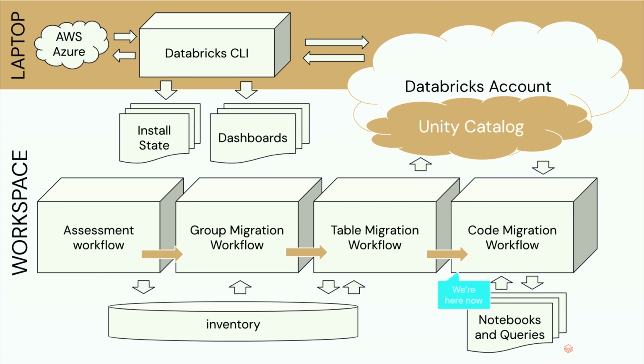UCX is something that you're supposed to install on your local machine. And from your local machine, you are talking to Databricks accounts and multiple workspaces within Databricks accounts, because Unity Catalog is something that spans across multiple Databricks workspaces and it belongs to account level. So it's installed from Databricks CLI and talks to AWS APIs and Azure APIs.